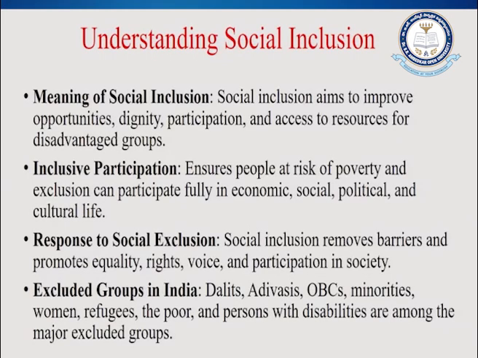When we are talking about the response to social exclusion, social inclusion removes barriers and promotes equality, rights, voice and participation in society. We will be taking a look at this in detail in the coming slides. What are the groups that are excluded in India as per the so-called label of disadvantaged? These incorporate Dalits, the Adivasis, the OBCs, the minorities, women, refugees, the poor, the poorest of the poor, the landless labor, the persons with different abilities, who are the major excluded groups in the country. And when we say excluded, they are excluded from access to education, health, banking facilities and so on.